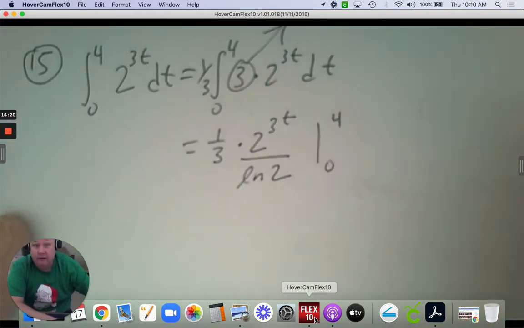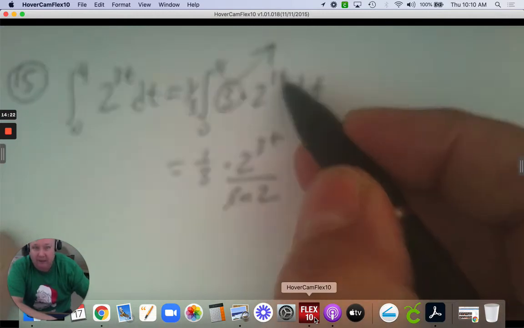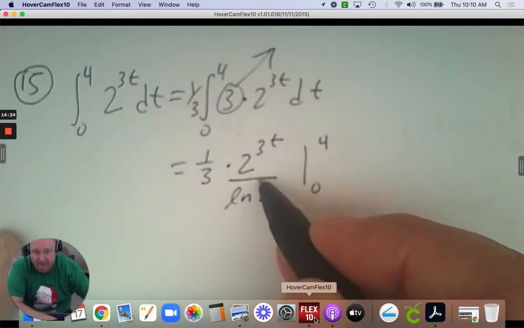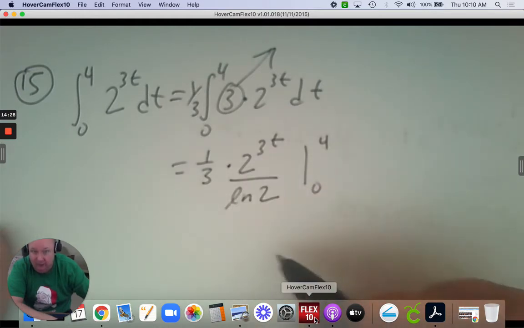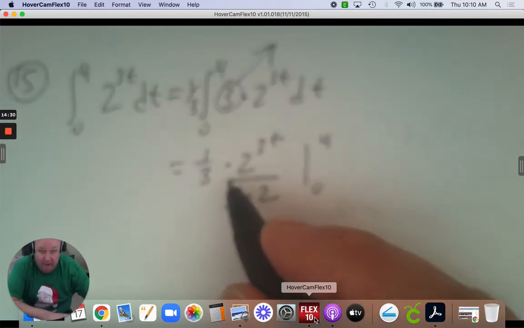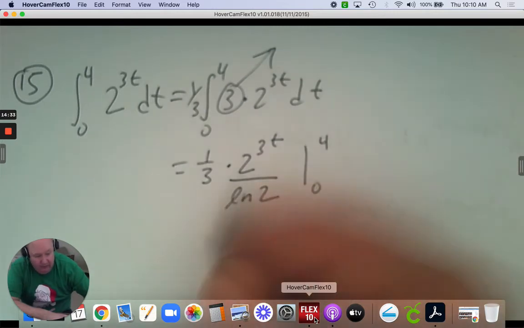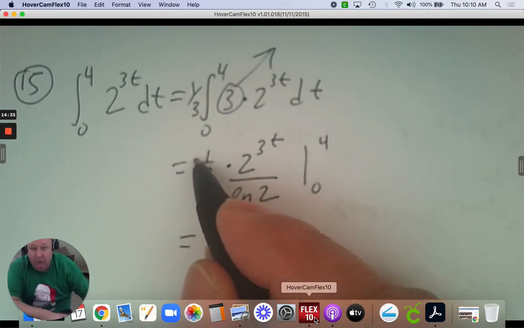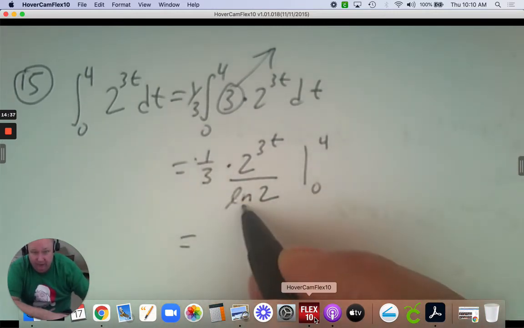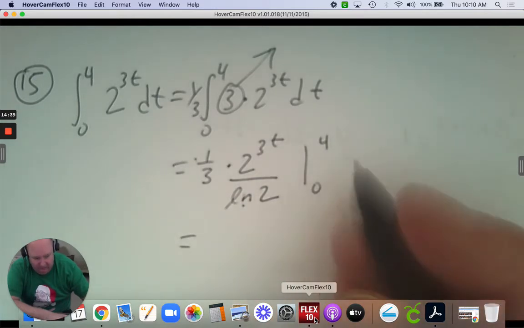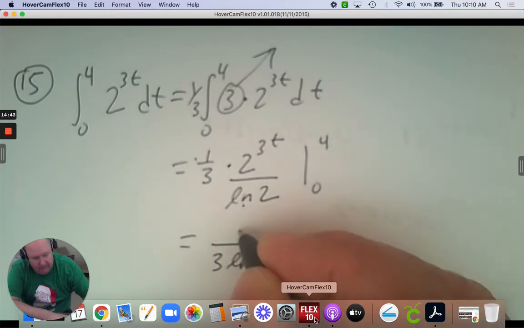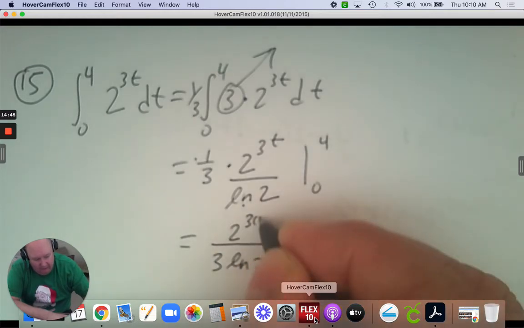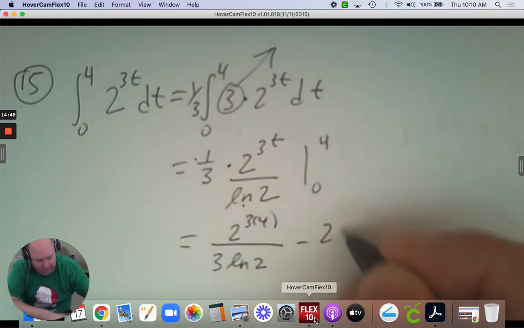So the rule again is you copy it down, and then you divide by the ln of the base if the base is not e. If the base was e, you wouldn't have to divide by that. So if I put this together, you can put 1/3 and ln 2 together. And then we plug in the upper bound and then plug in the lower bound, and you have your answer.